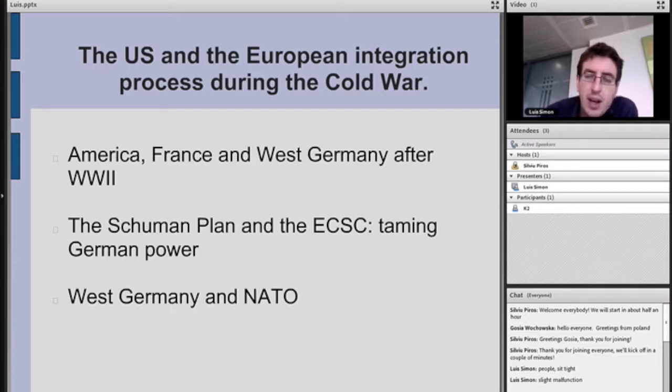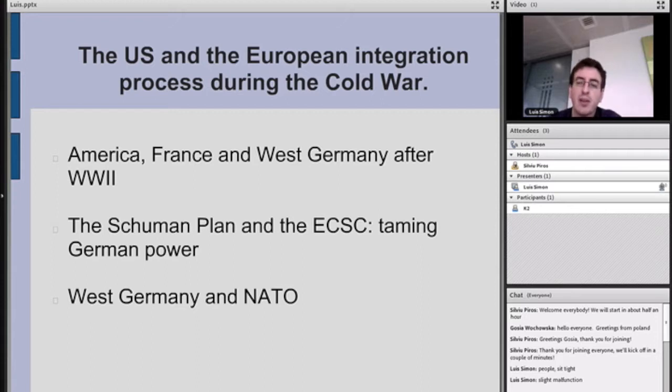So it was in this context, in an environment where France's choices were constrained by the strategic decisions made by Washington and London, that the French came up with the 1949 Schuman Plan, which kick-started the whole European integration process.